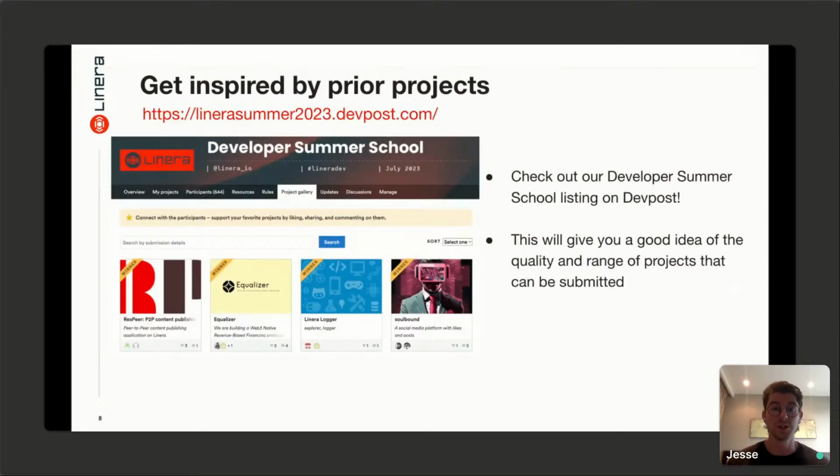And if you need even more inspiration, you can check out some of the projects submitted during our developer summer school that was hosted on DevPost. We had a range of high quality submissions across multiple different domains. The top 3 winners were ResPeer, a peer-to-peer content publishing application, Equalizer, a revenue-based financing protocol, and Linera Logger, which was a tool that explores the Linera network with transaction lists, block inspections, and metrics. So I'd highly recommend checking this out. I welcome all of you to check out the Linera Developer Summer School on DevPost.